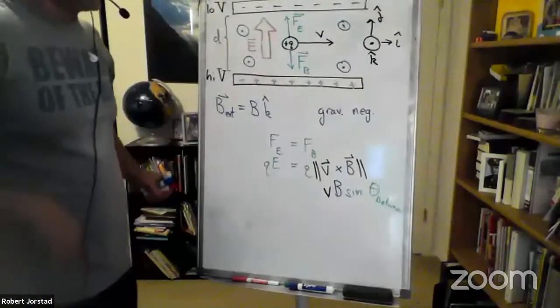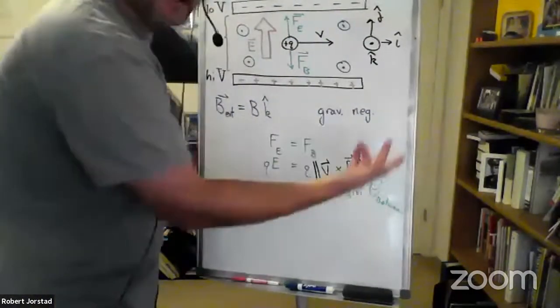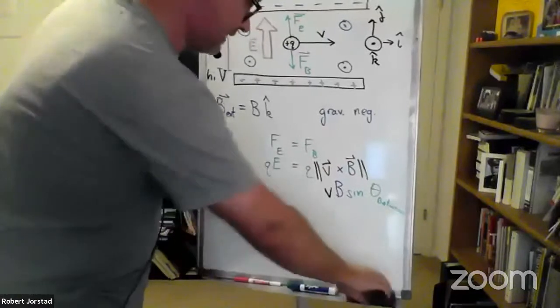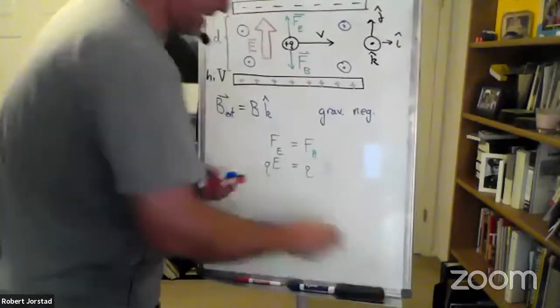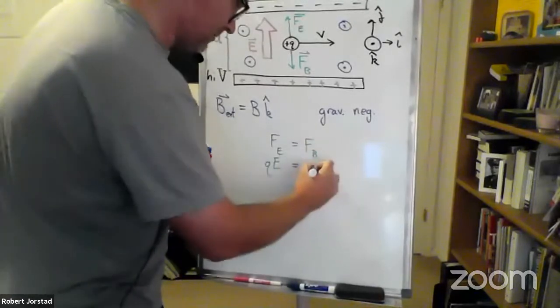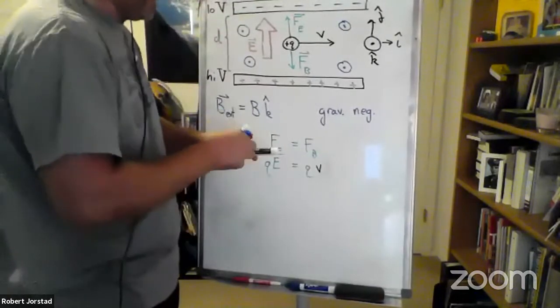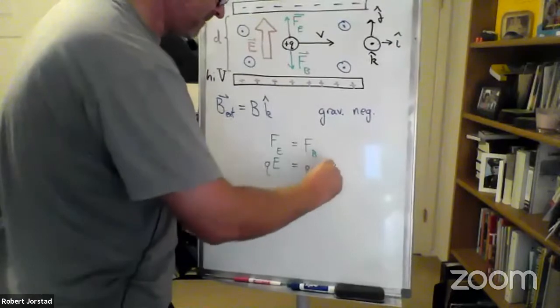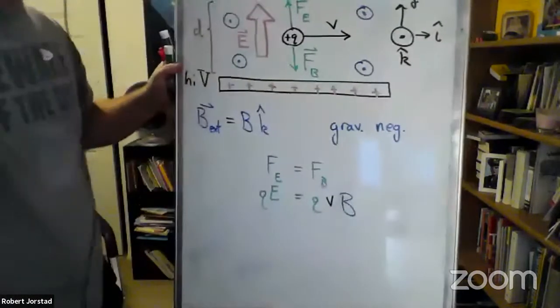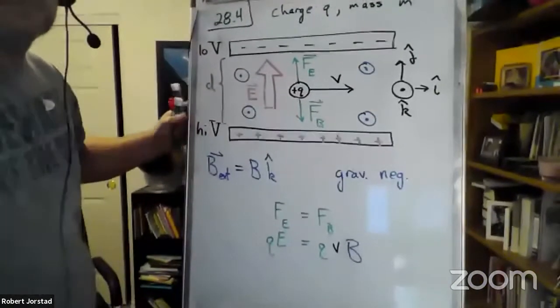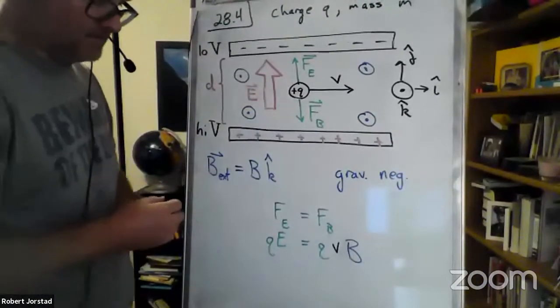All right. So in this case, since it's 90, sine of 90 is 1, we're good to go. So in this special case, we get qvB. Nice. All right. Okay, well, q drops out.